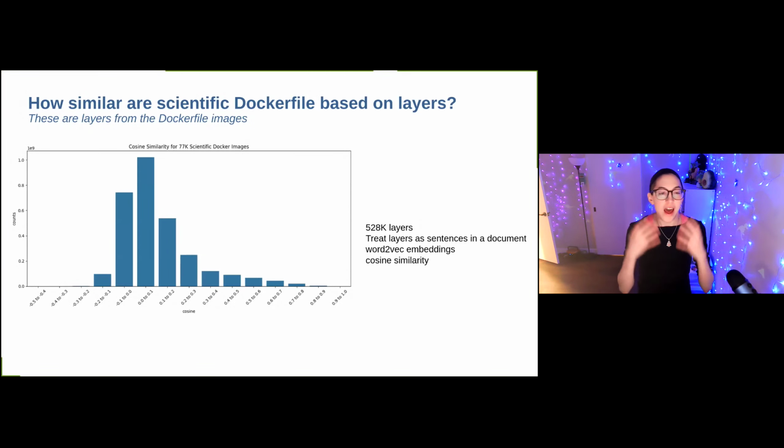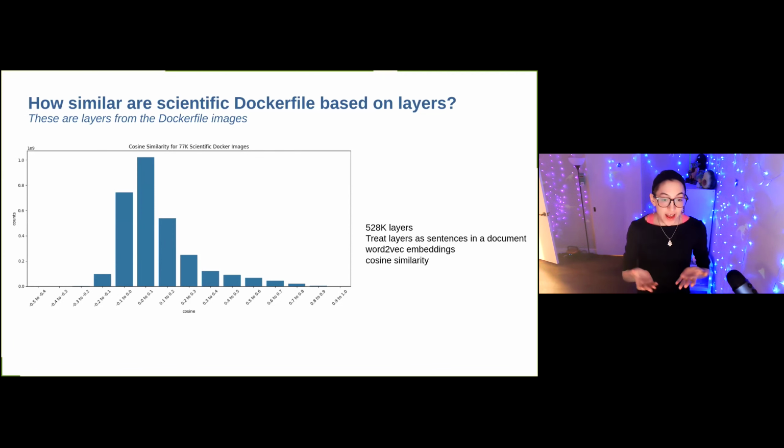So the first kind of similarity, and I calculated a few kinds of similarity here, is the similarity of the scientific Docker files based on layers. Here we're starting with 528,000 layers. The logic is to think of each layer in that Docker file, which is actually a set of commands, like a document. We can tokenize that layer and use word-to-vec embeddings, which by now is a very old algorithm, but one that I like a lot. Then we can use those embeddings, length 300, with cosine similarity to calculate this chart right here.